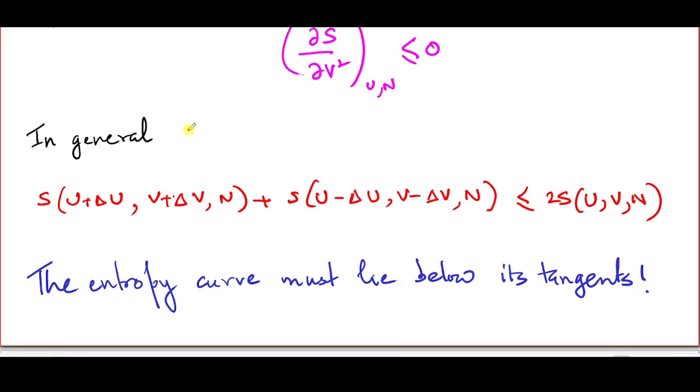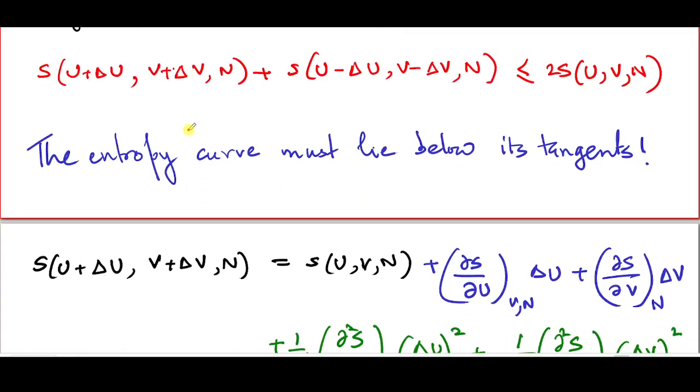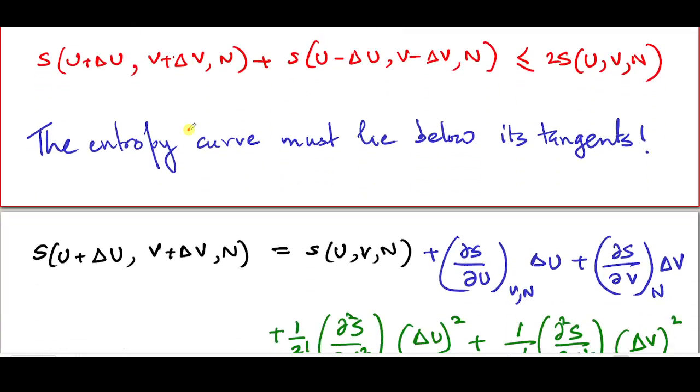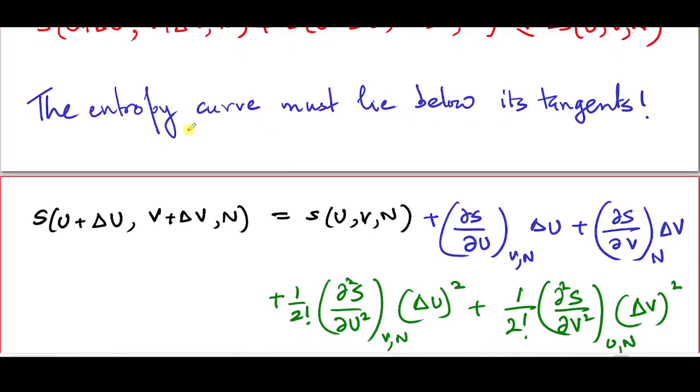In any case, let's take a look at what the value of S of U plus delta U, V plus delta V, comma N is.